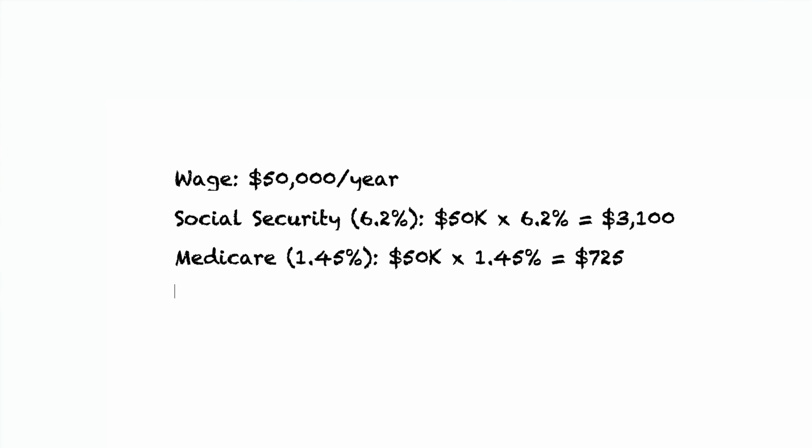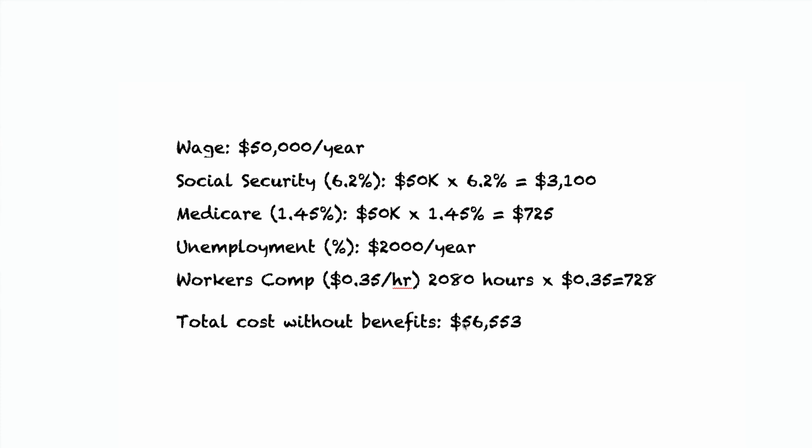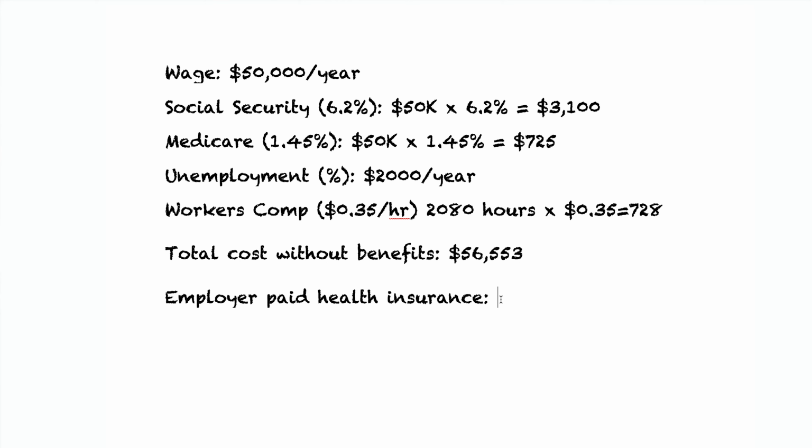Every state is different, but you will likely have to pay unemployment on the hours worked for that employee. In this example, unemployment costs the company $2,000 per year. For workers' compensation, this is usually a per hour fee. In this example, we're going to say it's 35 cents per hour worked. Remember, I'm calculating this on an annual basis, and then I'm going to break it down by hours. So my cost without any benefits would be $56,553.